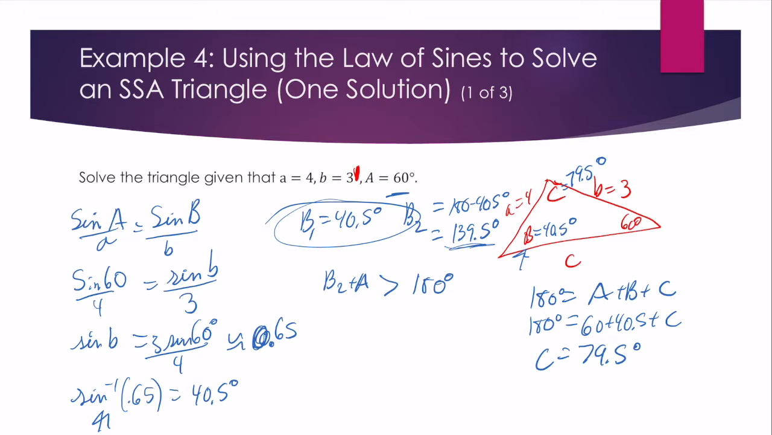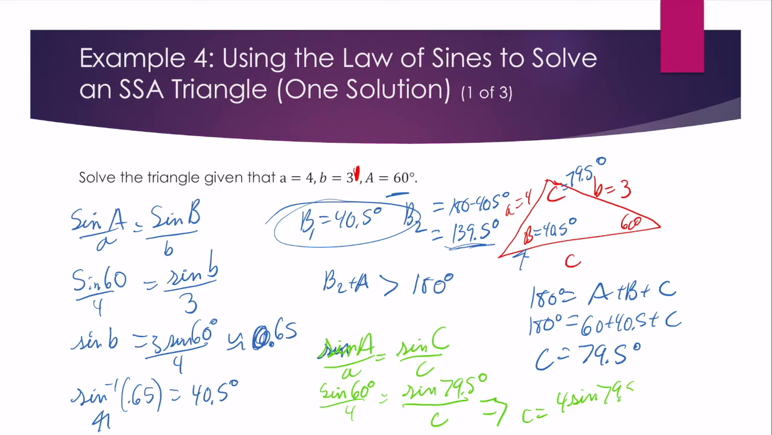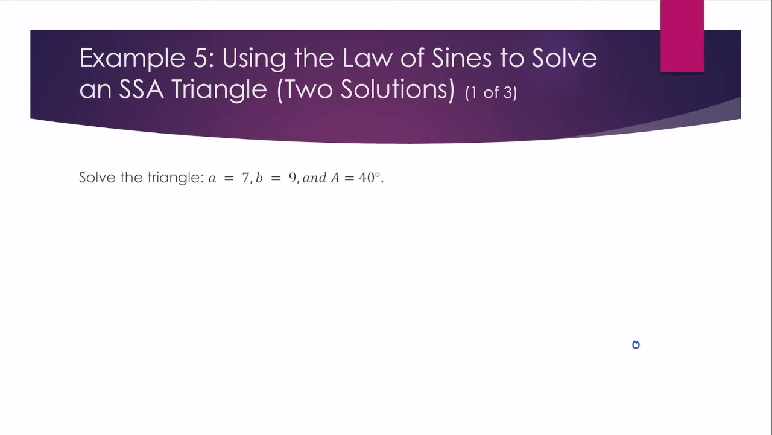Now I can find length c using the sine rule. Sine of A over a is sine of C over c. We substitute in everything we know. This gives me that c is 4 sine 79.5 degrees over sine of 60 degrees, which is about 4.54 units. Thus, we have solved this triangle with one solution. Our last example had no solutions. I bet you can't guess how many solutions our next example is going to have. And if you guessed 2, you'd be correct.